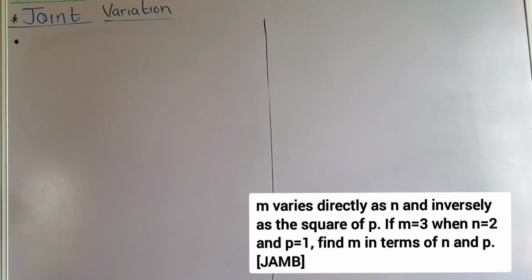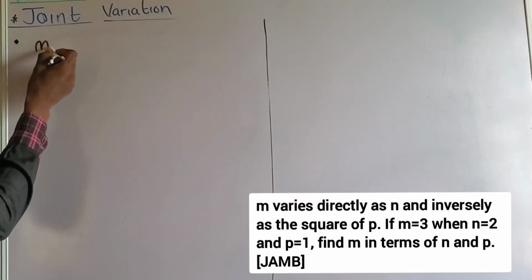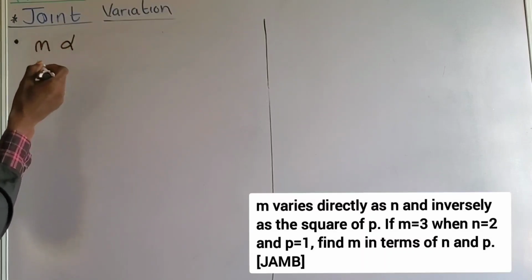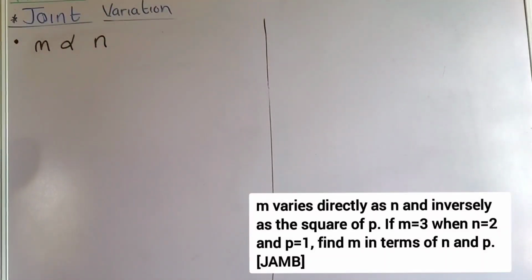Okay, please, I want you to pay attention. This is a typical example on joint variation, so I want you to pay attention very well. Now, let's just interpret that question. m varies directly as n, and inversely as the square of p.